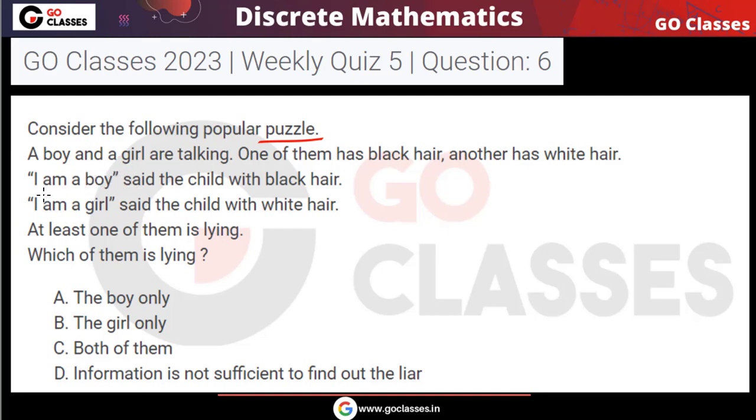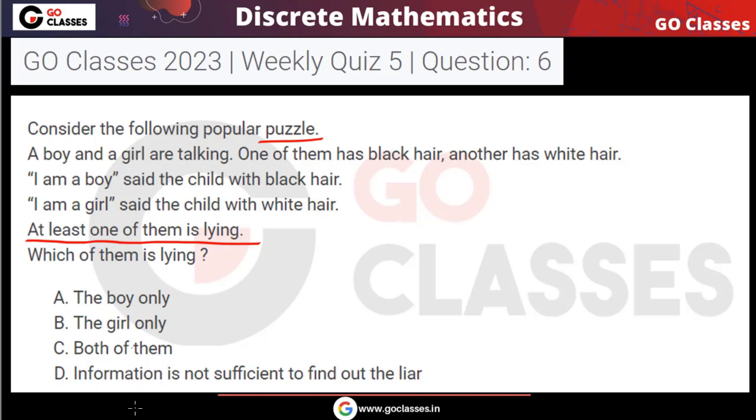Now the question is saying, I am a boy, said the child with black hair. I am a girl, said the child with white hair. At least one of them is lying. This is given to us, that at least one of them is lying. Now the question is asking who is lying. So remember, this type of question also you can solve very easily because only two cases are possible here.